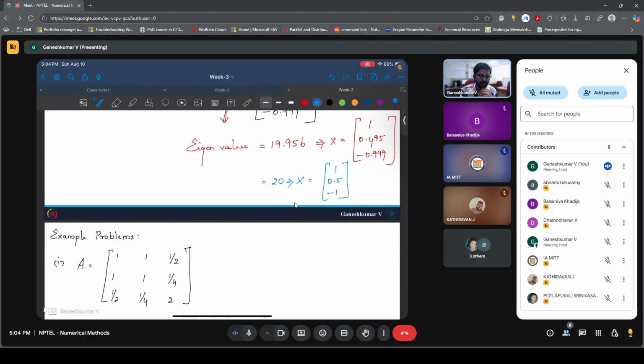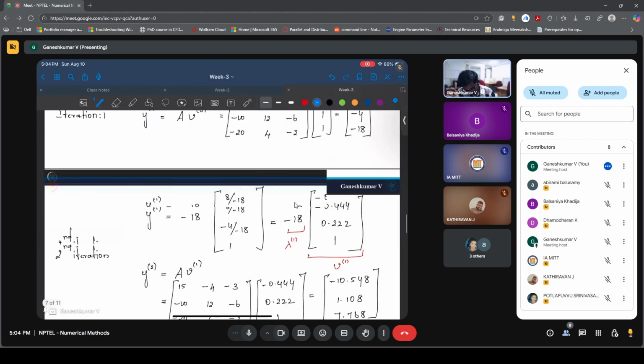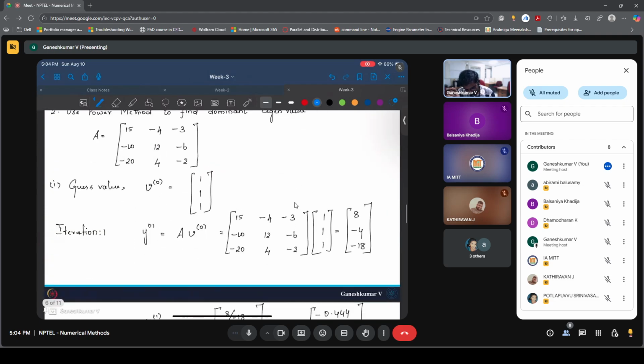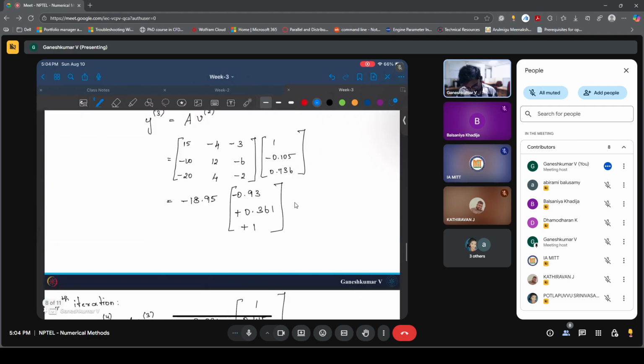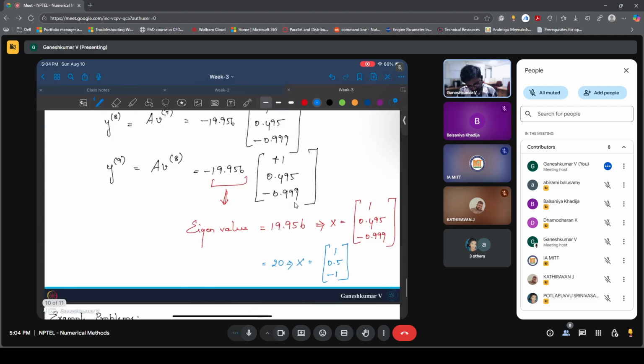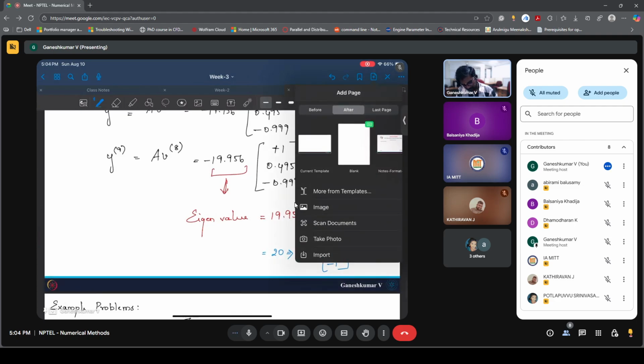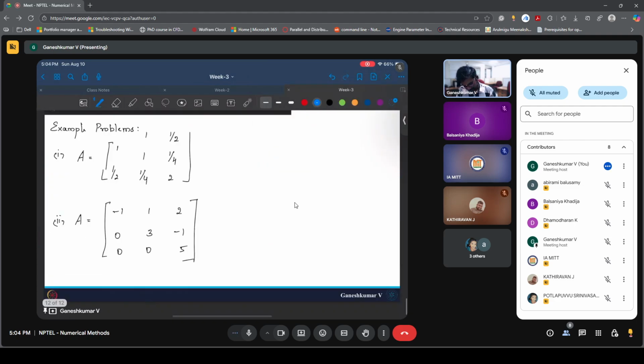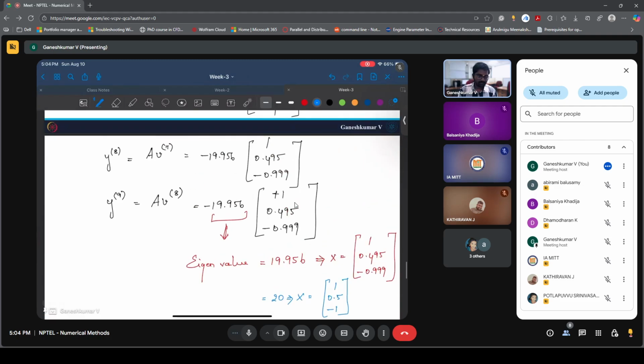In the technical sense, if you do a larger number of iterations, then you will be able to reach 20. Okay, and 20 is the dominant eigenvalue for this matrix. This is how you use the power method to find the dominant eigenvalue. Are there any questions till now?